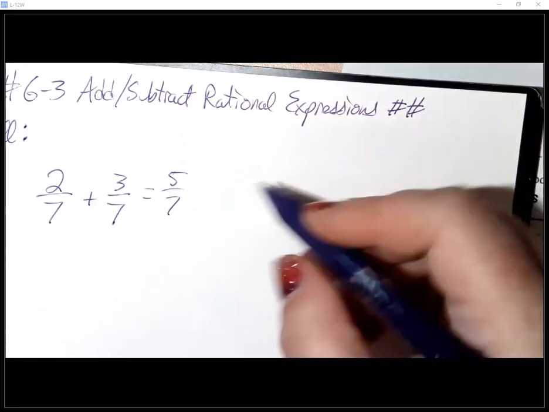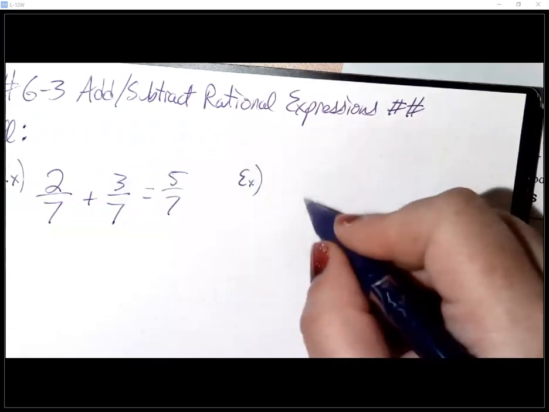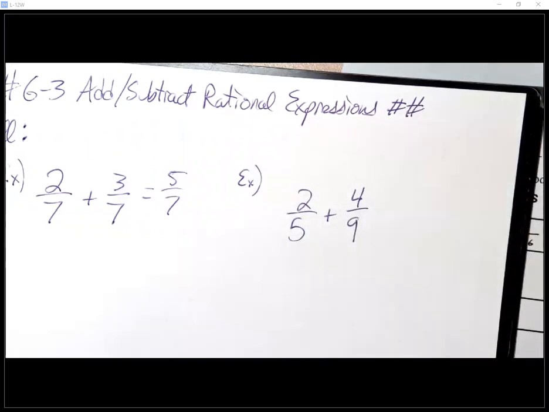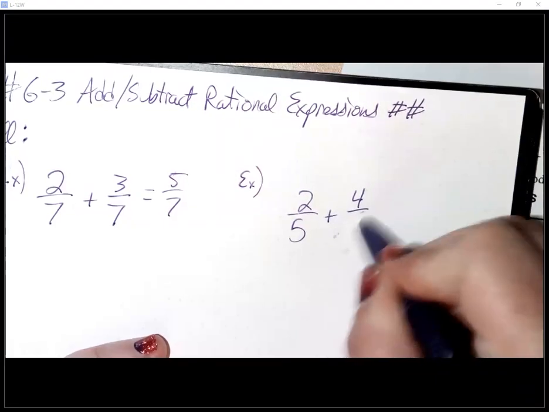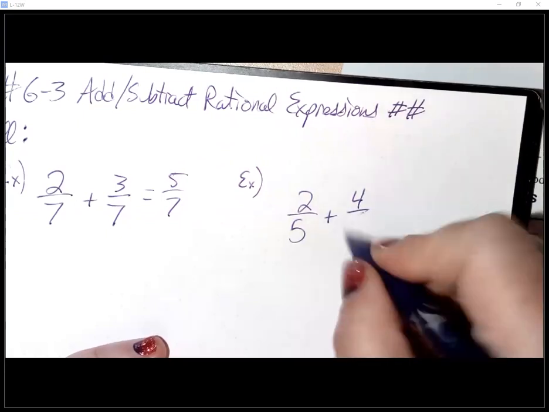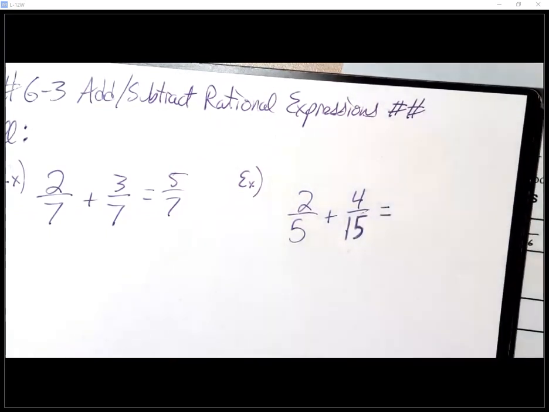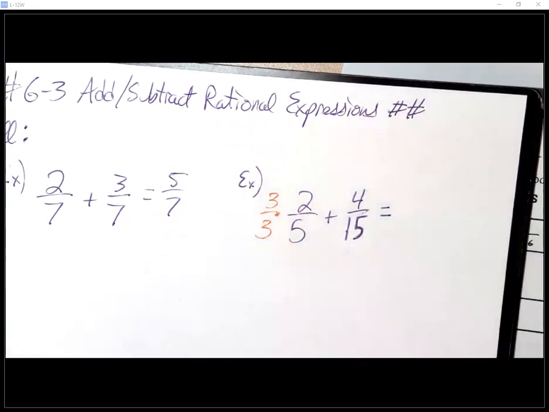So if I had something like 2/5 plus 4/9. Oh, bummer, I don't have common denominators. So actually, can I change this for 1 second? I want to do 2 different style ones. Change this to 4 out of 15. So in this case, I still don't have common denominators, but what can I do to get there? I can multiply that first fraction by 3/3 to get it to have common denominators.